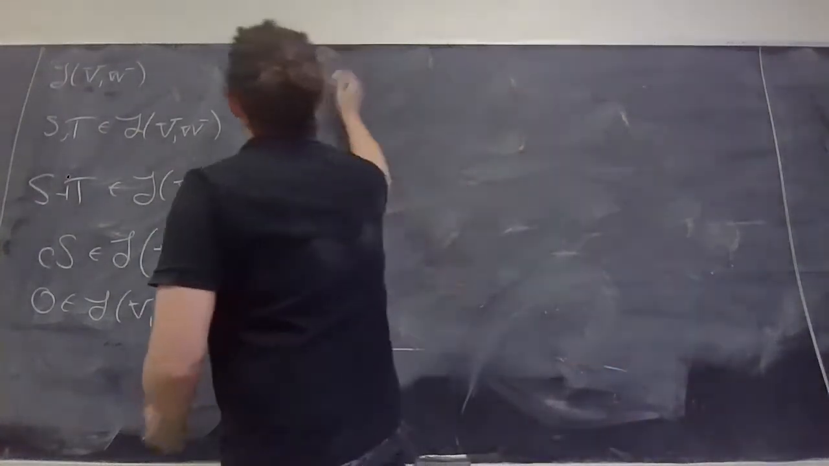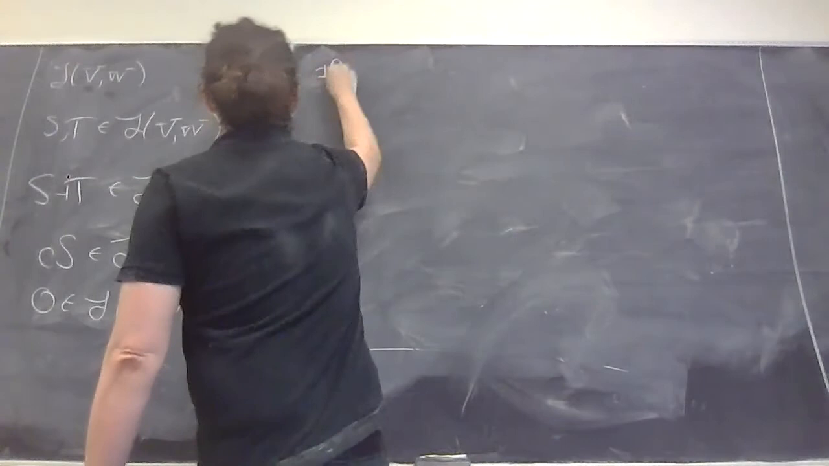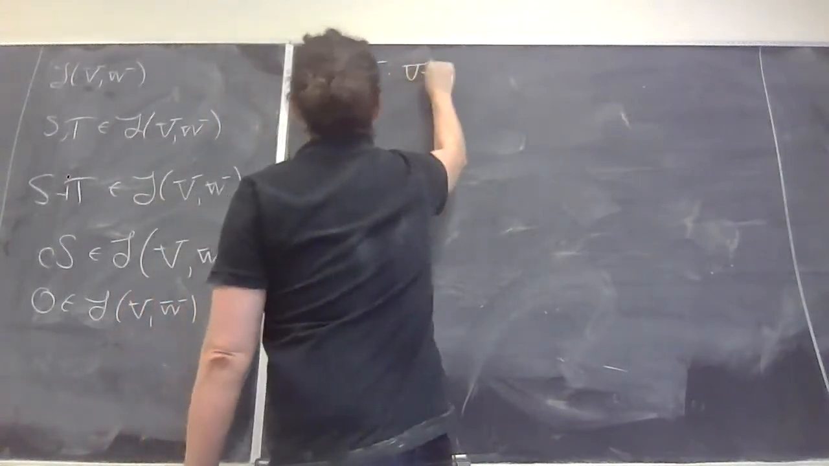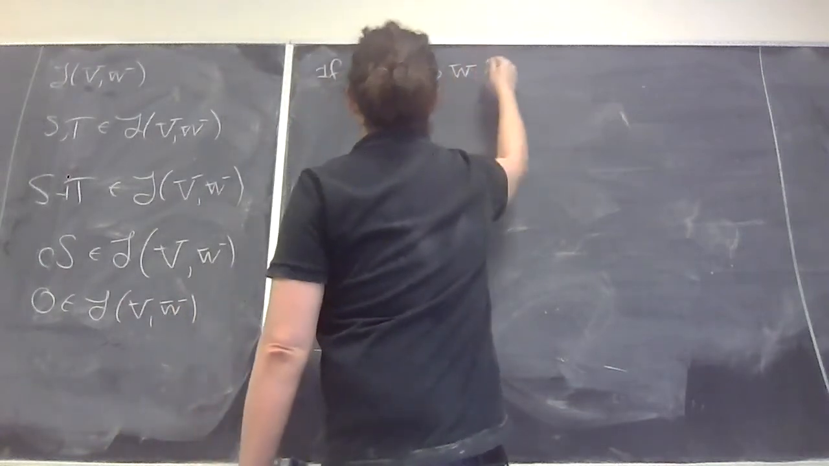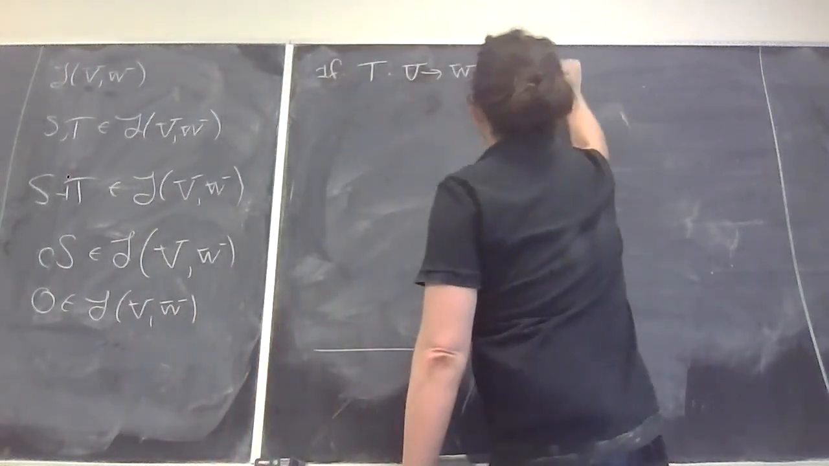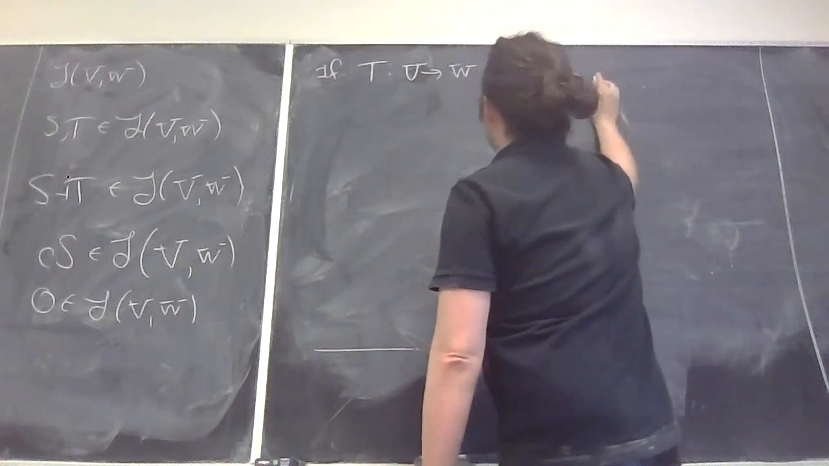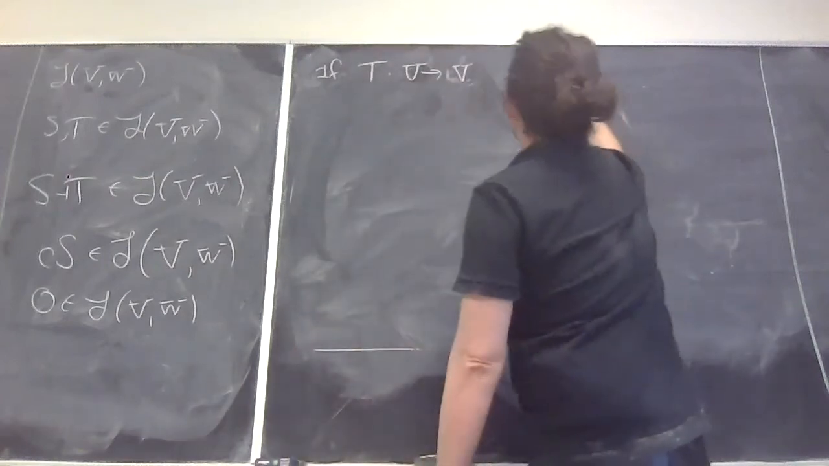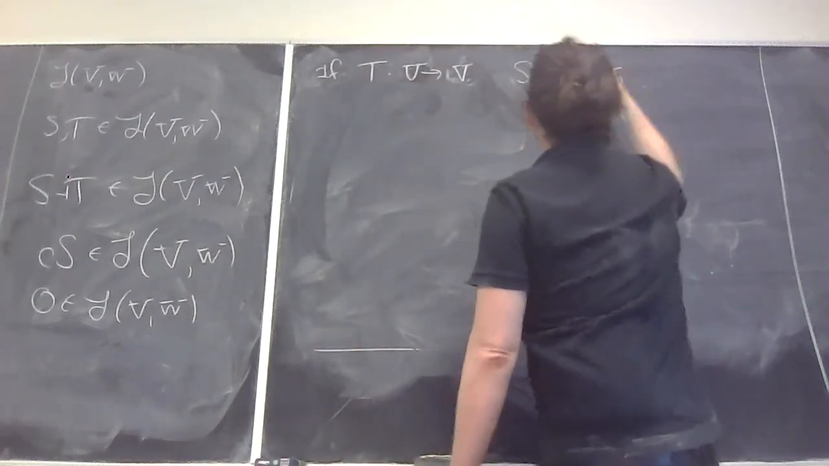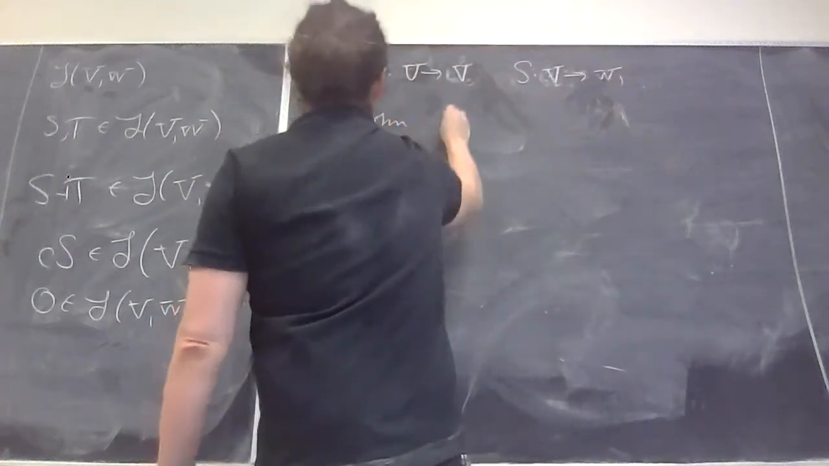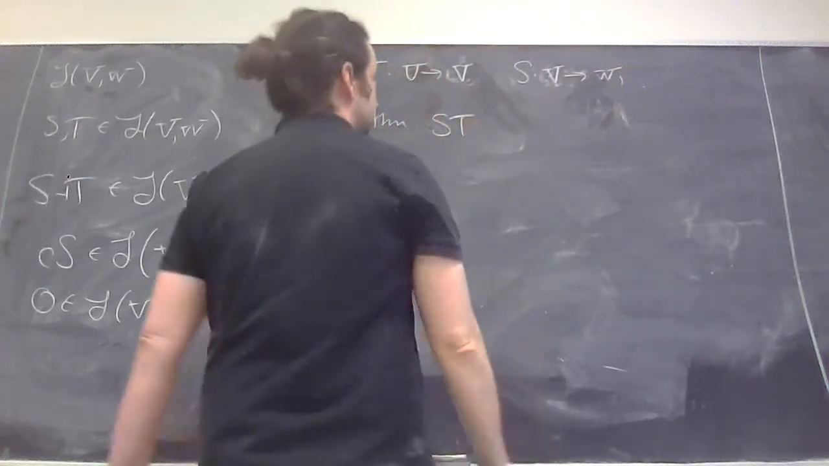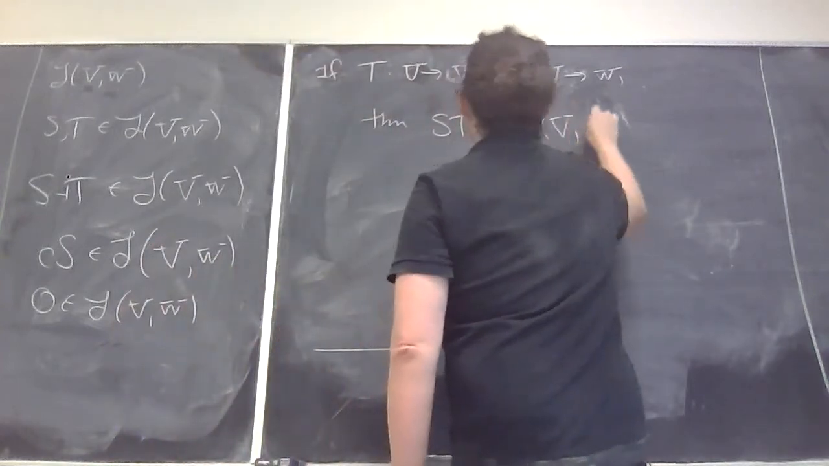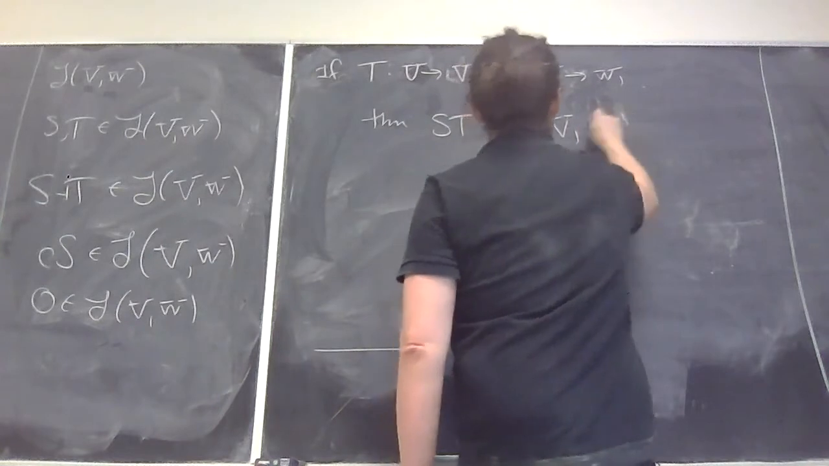The idea here is that if I have an operator T that takes a vector space U into a vector space V, and an S that takes V into W, then this thing is an element of the linear operators that start in U and end in W.